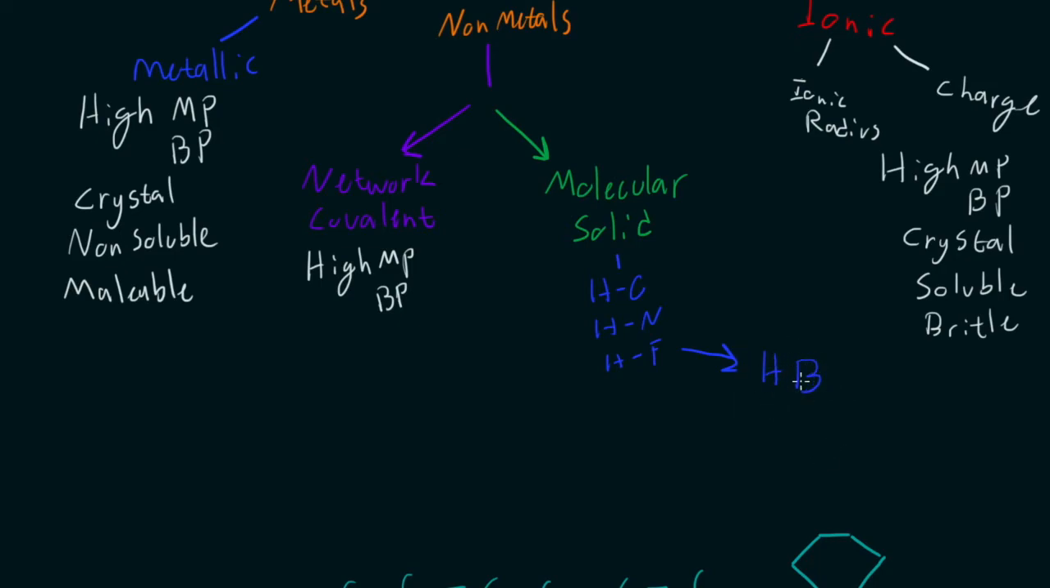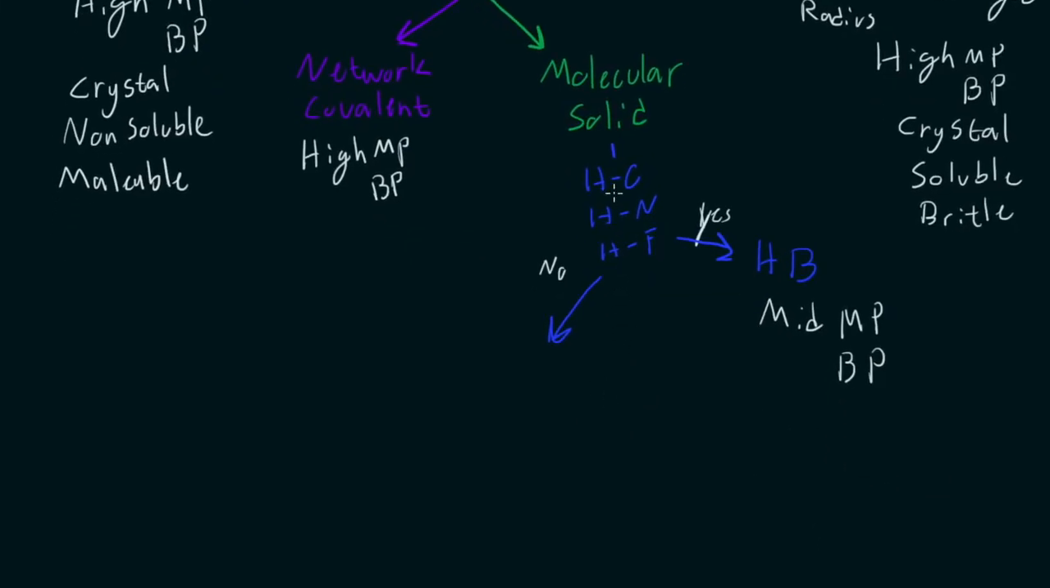And so if it's got that hydrogen bonding, it's going to be a fairly strong bond, and it's going to have a medium melting point. So a mid melting point and a mid boiling point. So if we don't have one of these types of bonds that gives us hydrogen bonding, the next question is, do we have a polar bond? Do we have polarity?